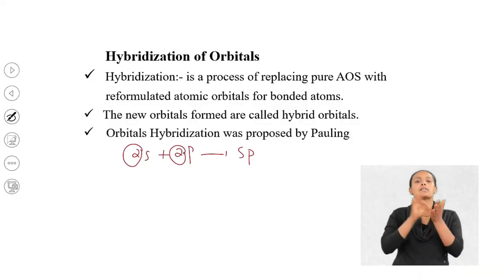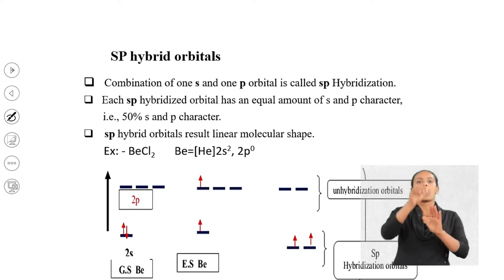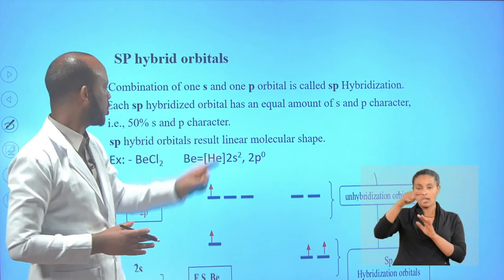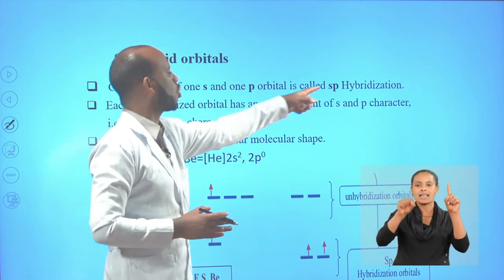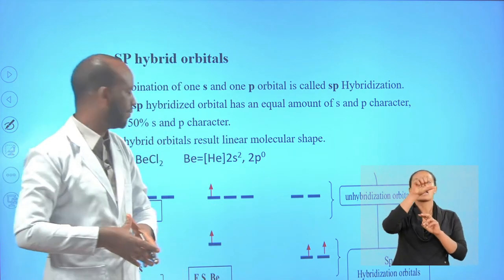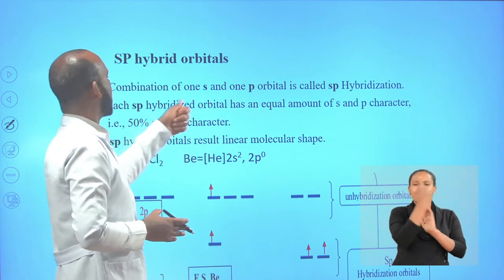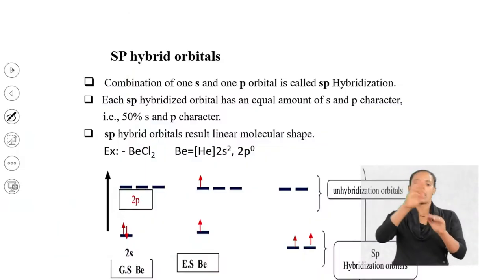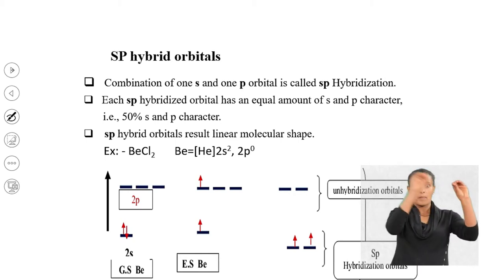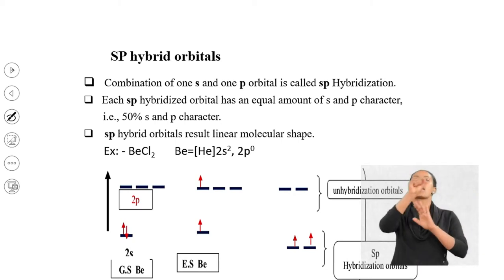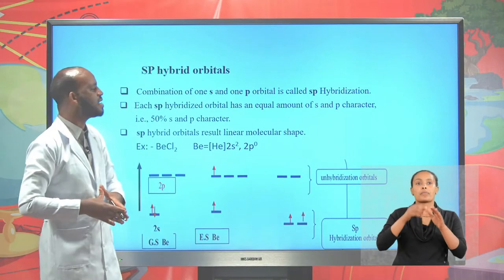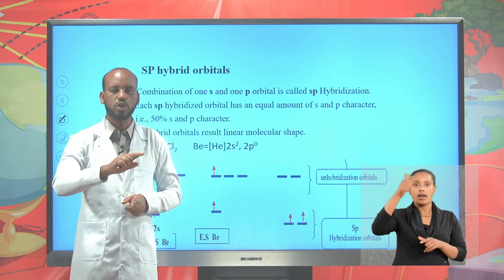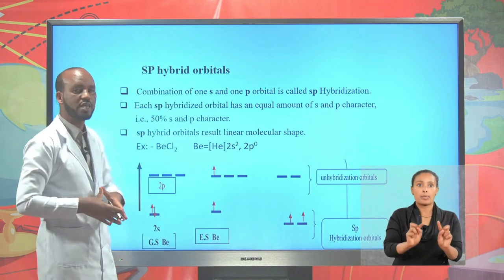Types of hybridization. SP hybrid orbitals. The combination of one s and one p orbital is called SP hybridization. Each SP hybridized orbital has an equal amount of s and p character. That means 50% s and 50% p character in SP hybridization. SP hybrid orbitals result in a linear molecular shape with a bond angle of 180 degrees.